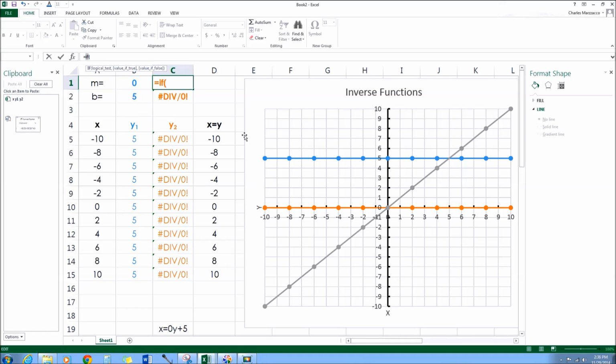So if this equals 0, like it does now, then comma, infinity. Now we have to put parentheses, but we want the word infinity. You need to put quotes if you want to write a word. Infinity. And if not, then we put back what we had before.